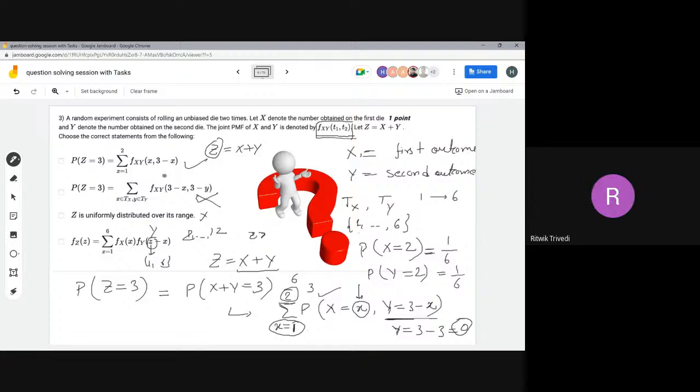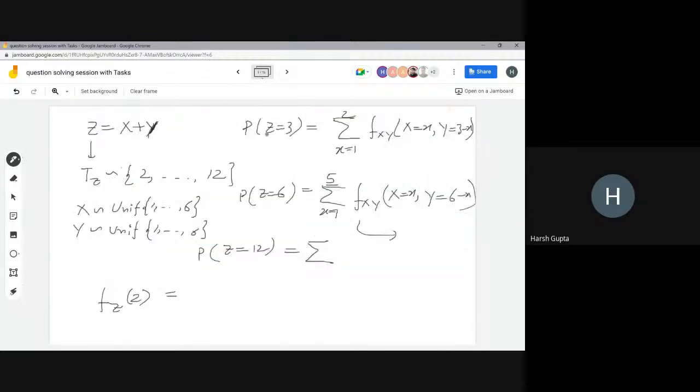No, z minus x, yeah, z minus x is equivalent to y. Yeah, that is true. Z minus x, that is y. So same thing that we have done here. Okay, I have erased that part. So here you can see that x equal to small x and y equal to 3 minus x. So instead of 3, we have taken now z, right? Instead of these 3, 6, 12, we have taken this fz of small z.